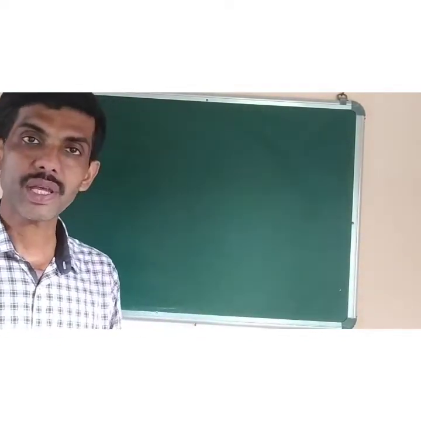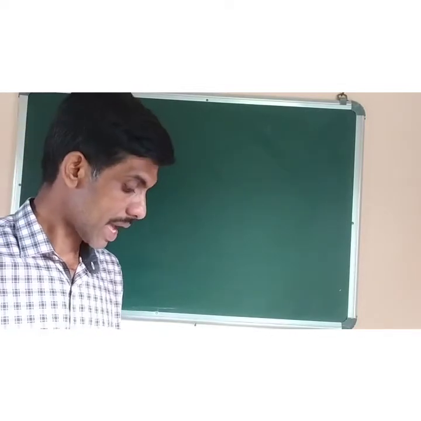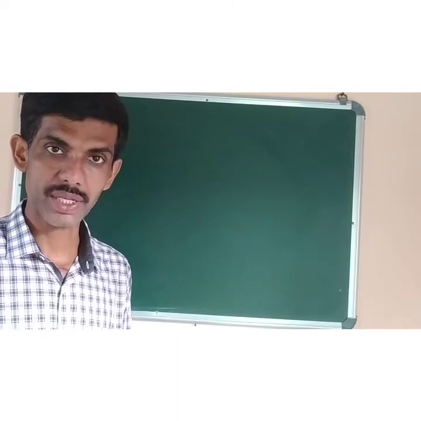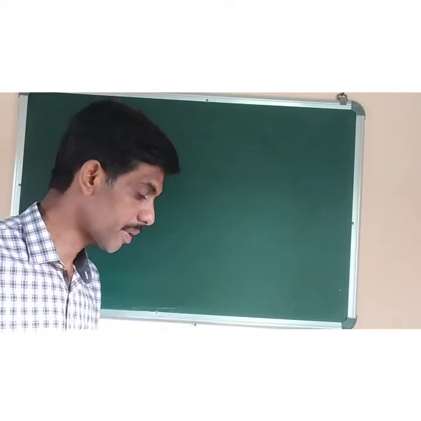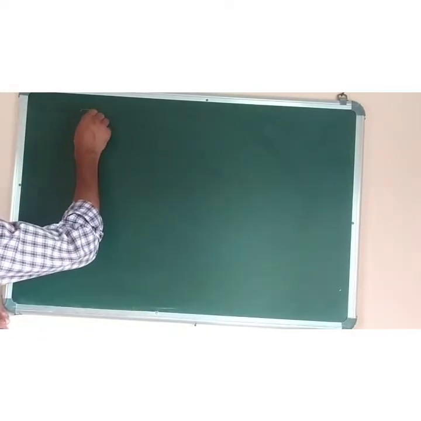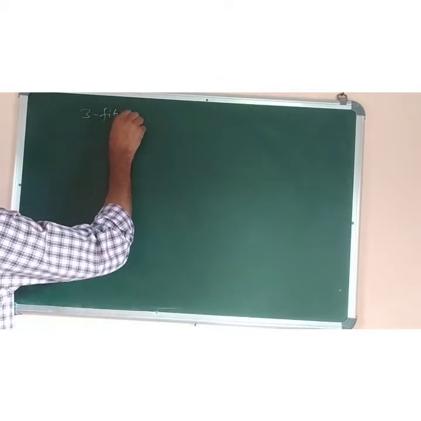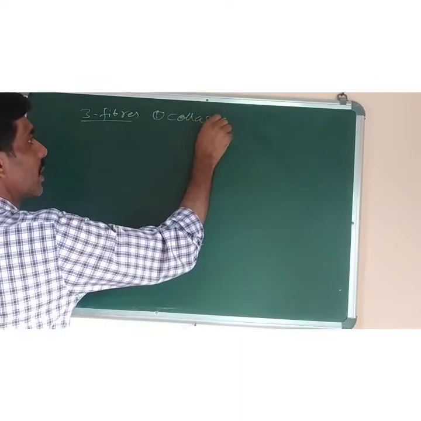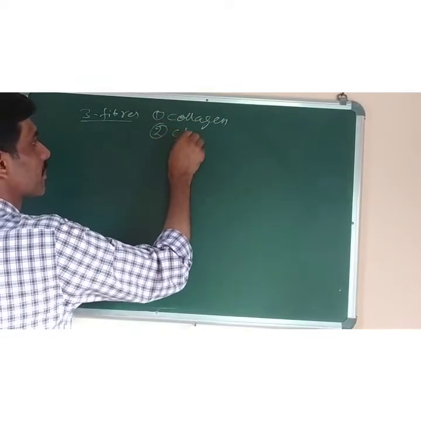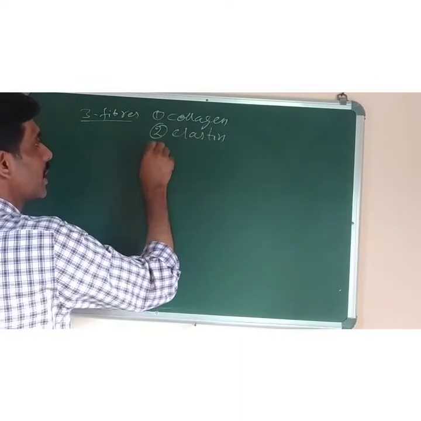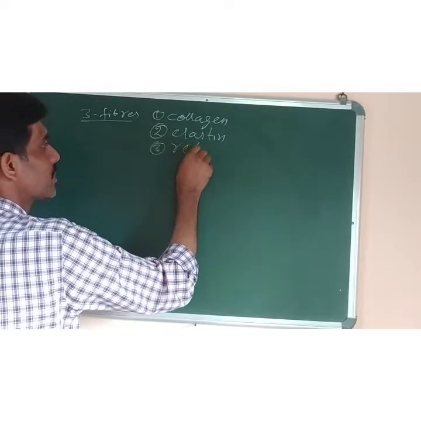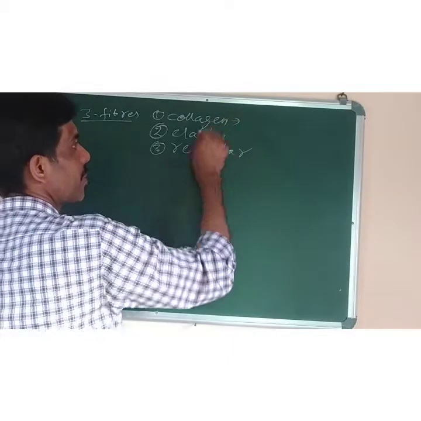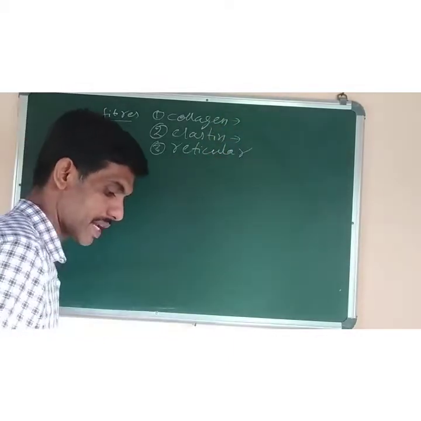So collagen fibers are also known as white fibers, and the elastic fibers are yellow fibers, which are made up of a protein called elastin. Collagen fibers are made up of collagen proteins. So three types of fibers are there. What are they? Collagen, elastin, and reticular. These three are the different types of protein fibers which are present. Collagen is made up of collagen protein, elastin is made up of elastin protein.